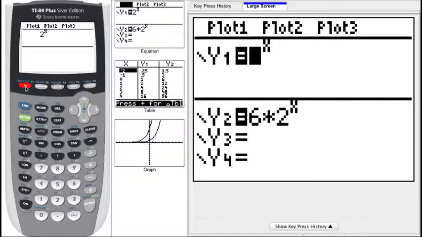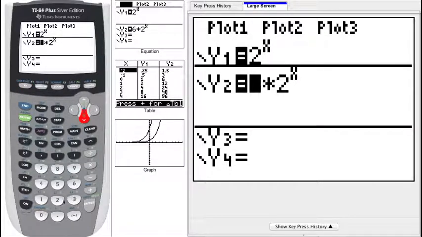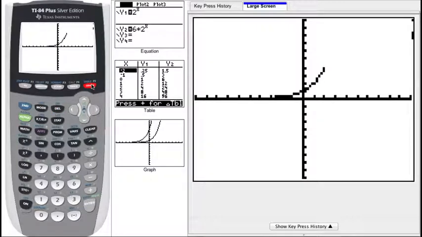If I had multiplied instead by something less than 1, so let's say instead of 6 we put in 0.5, or half, and we hit graph, you'd see that this would be a vertical compression. So that's going to flatten it down.